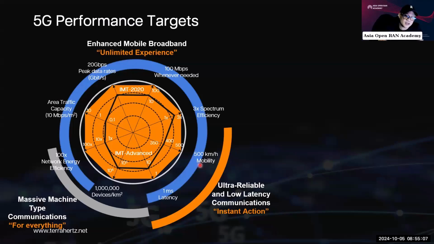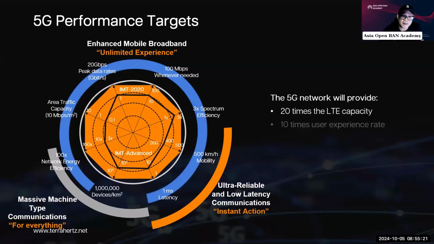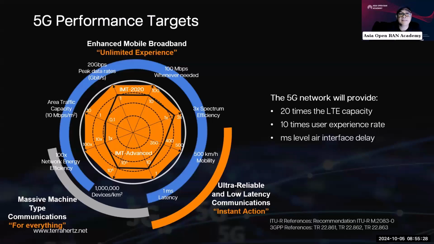In some white papers, you will see a 1 terabit per second target for 5G. Okay, for 6G, sorry. So meaning the 5G network will provide 20 times the LTE capacity, 10 times user experience rate, and millisecond-level air interface delay. Yeah. So if you want to go deeper, these are the references: the ITU recommendations and the 3GPP references. Okay, if you want to go into detail, dito nyo makikita yan.